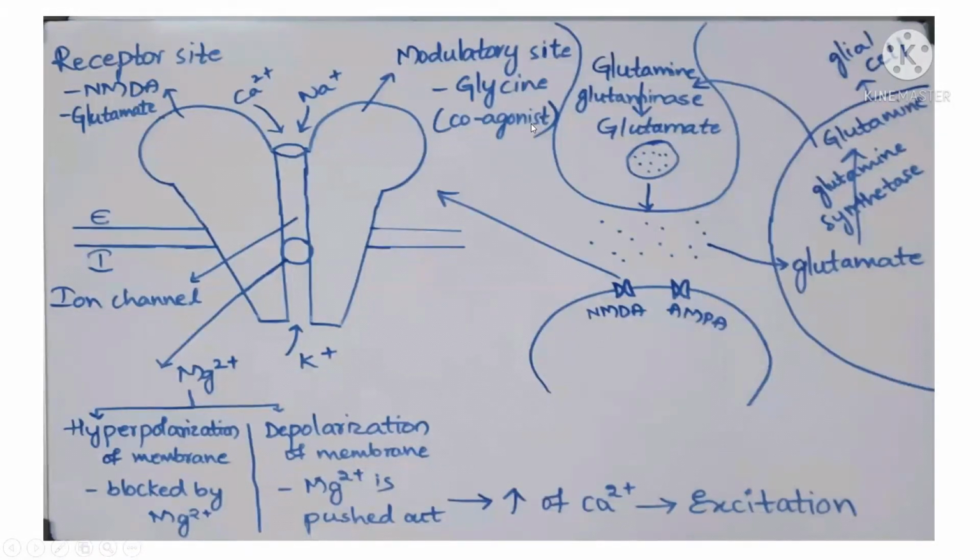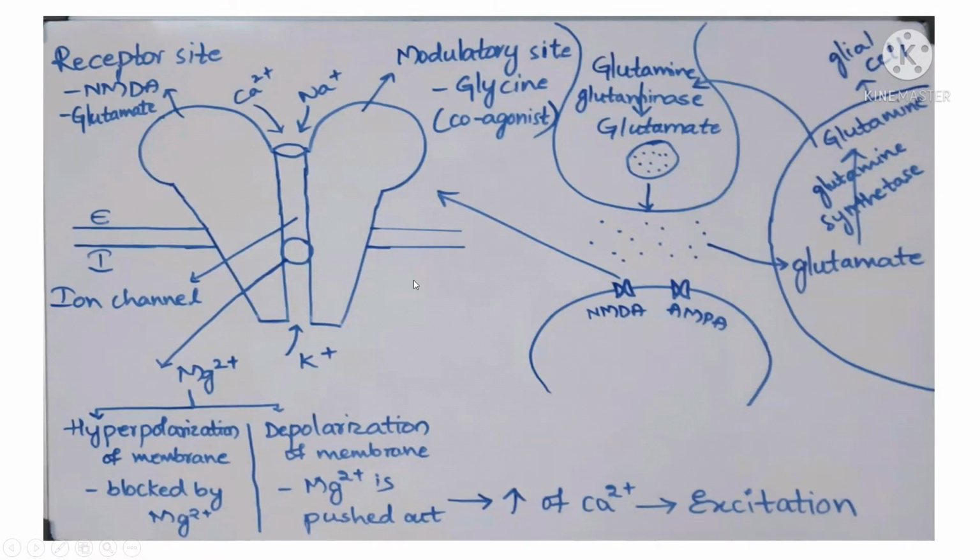It acts as a co-agonist for this receptor. Okay, and this is the ion channel, where the ions will move outside and inside. Calcium and sodium go inside and potassium goes outside. And here we can see this is a magnesium.